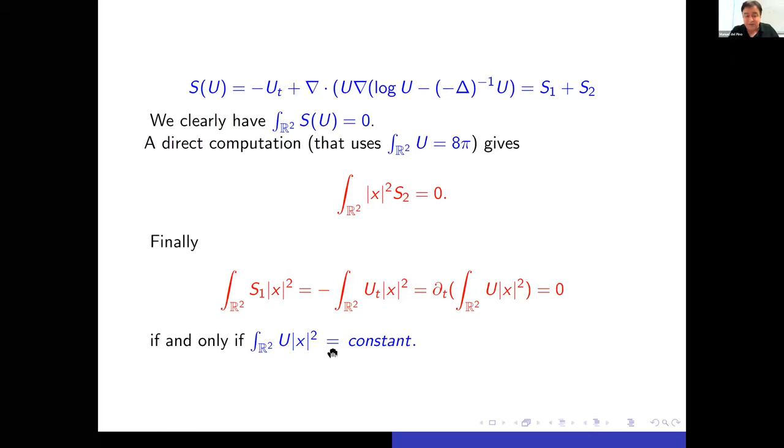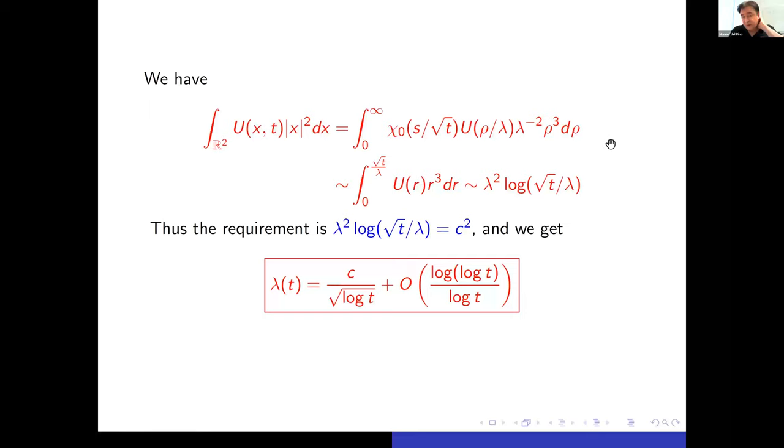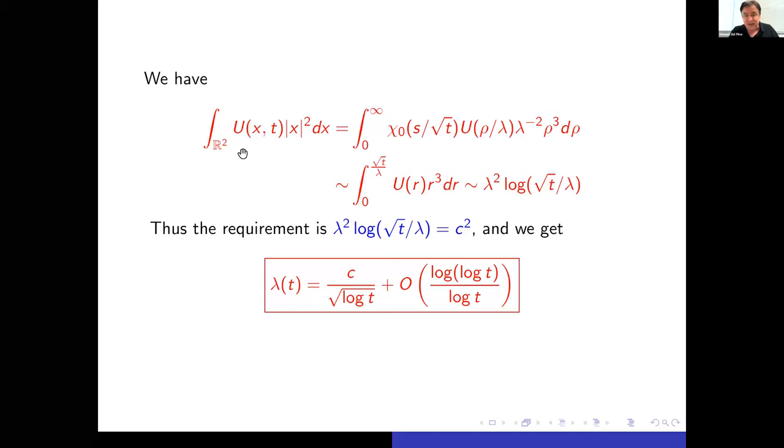If I make that integral explicit, remember that u is not in L1, okay? So you see a big number here because I am cutting off at square root of t. At the end, what we find is that the second moment is given by lambda squared times log of square root of t over lambda. And so the requirement is that this is constant. Eventually, if we solve for lambda, we find that lambda of t is a constant over square root of log of t at main order. So this is the formal reason why you can improve the approximation, yeah?